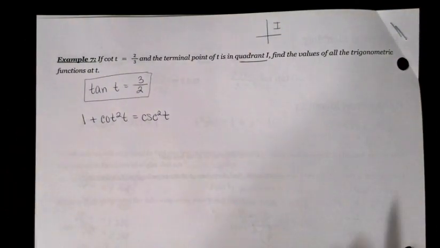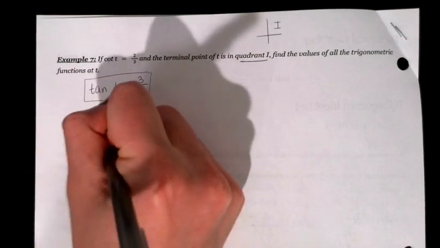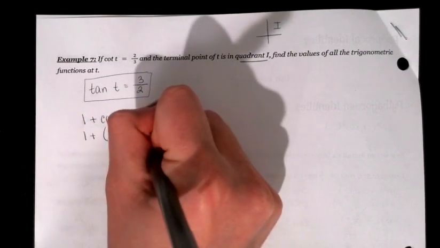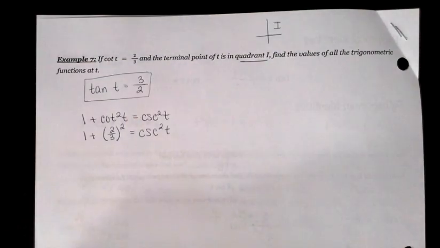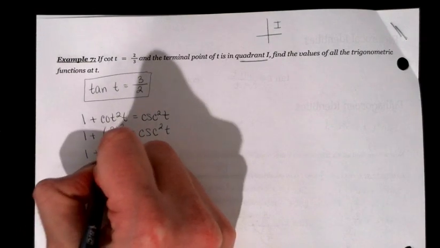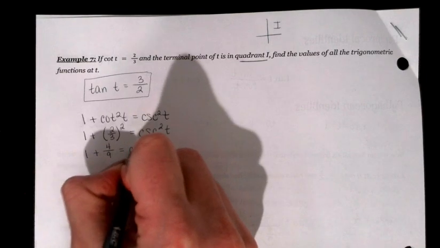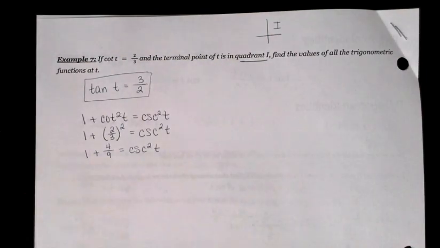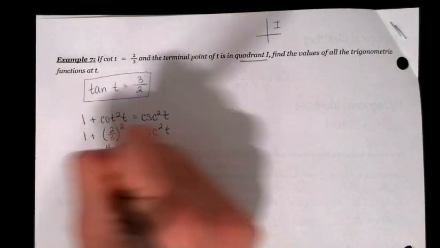So I want to plug in what I know. I know cotangent of t is 2/3. So I have 1 plus 2/3 inside parentheses, and that is all being raised to a power of 2, is equal to cosecant squared. So I'm going to go ahead and solve this. When I square my fraction, I square both the top and the bottom. So that would become 4/9. And then when I add those together, I get 13/9.